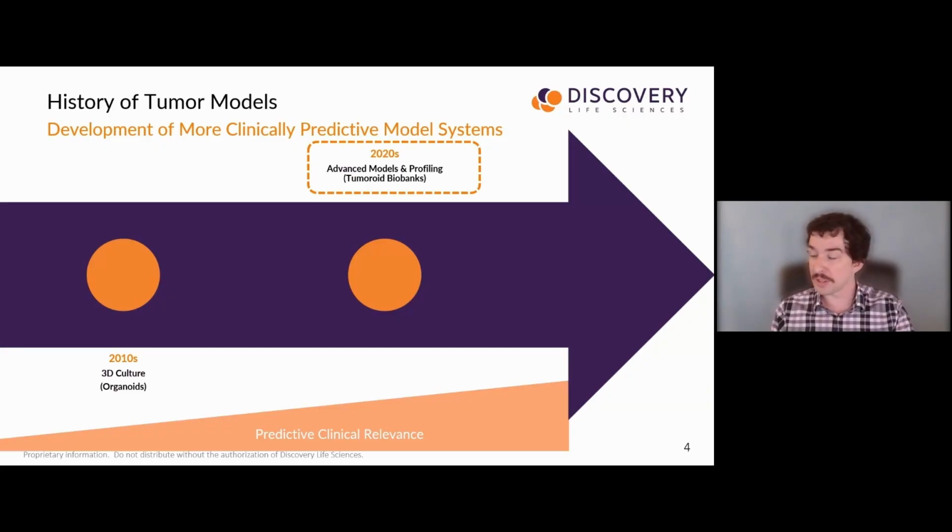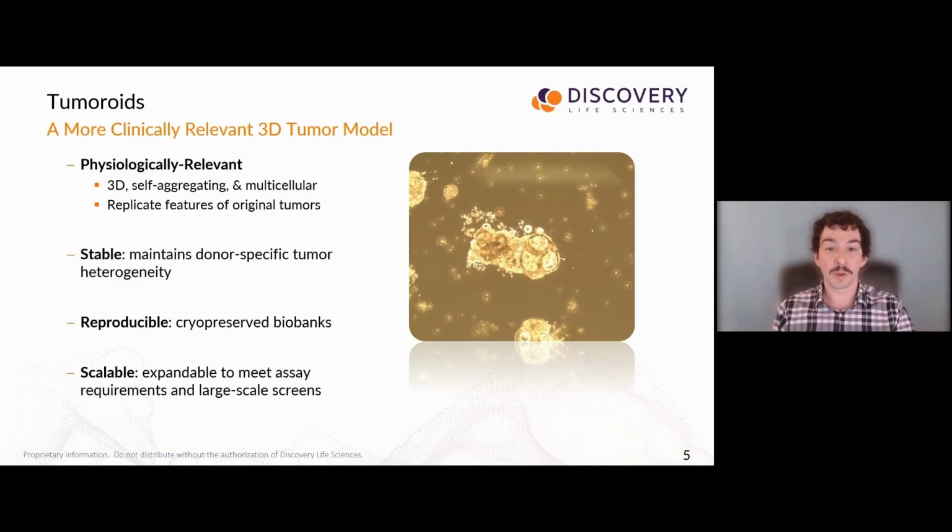So we've looked at the history of the tumor models. Now I want to take a closer look at the advanced 3D tumor models themselves. So, tumoroids. Tumoroids are essentially miniature versions of primary patient tumors grown as 3D in vitro cell cultures. They are self-aggregating and multicellular, meaning that the tumor cells that make up the tumoroids are not just one clonal version. They are made up of cells with varying levels of mutational burdens and biomarker expression levels, just like we see in the in vivo tumor microenvironment.